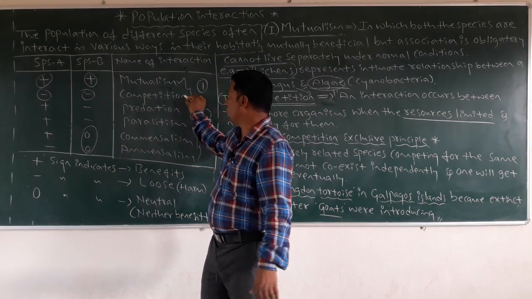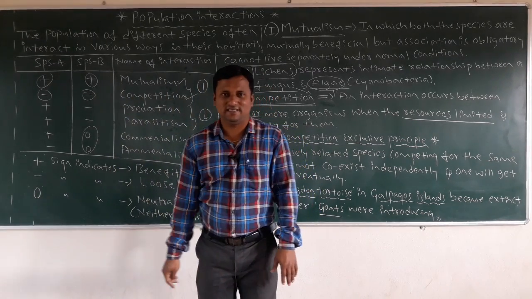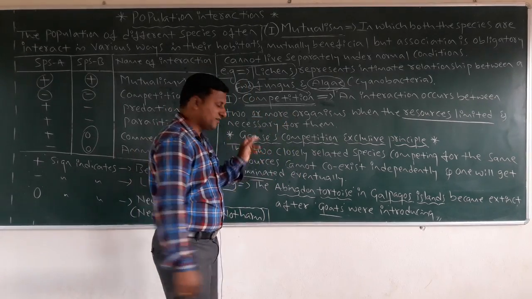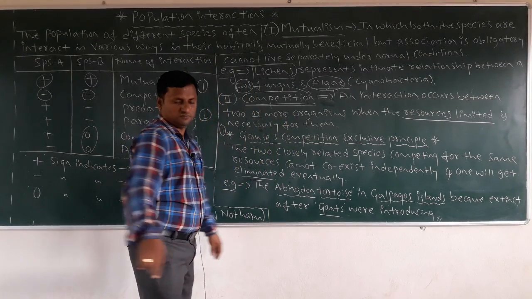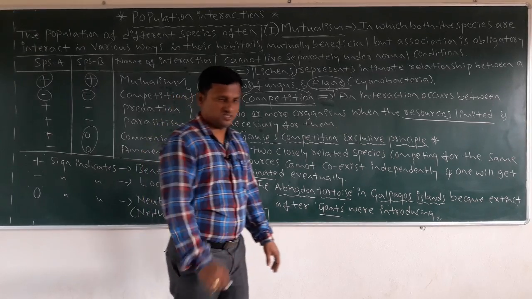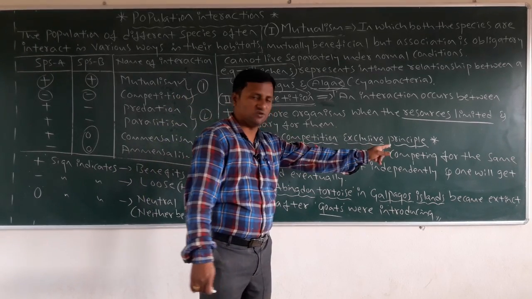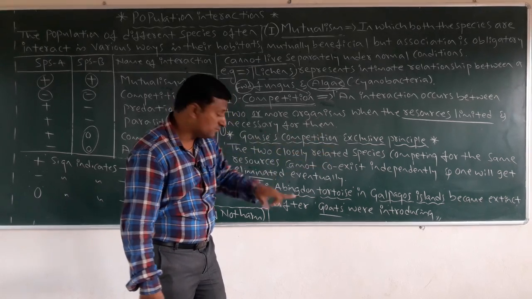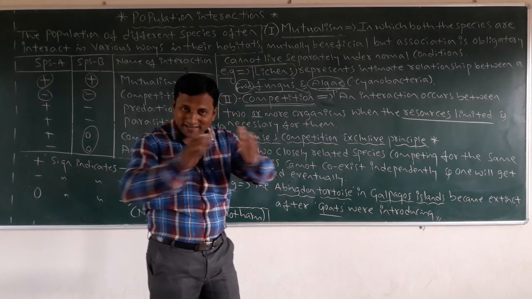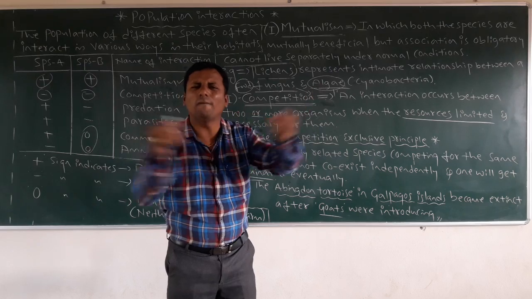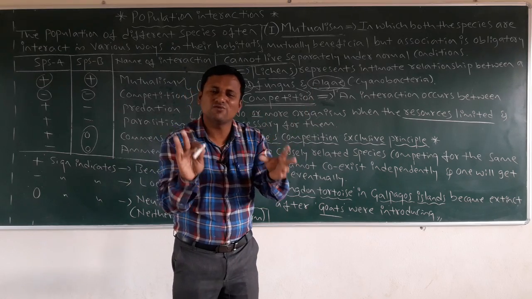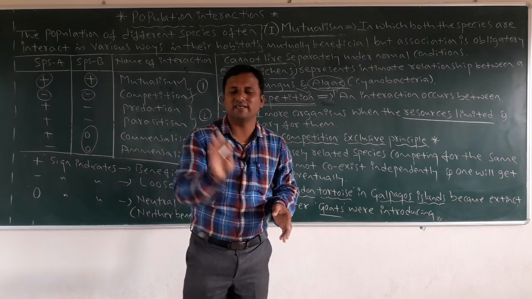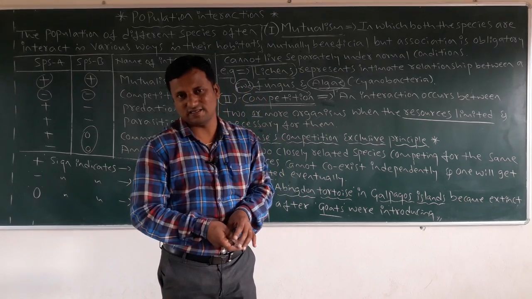So that's why this is called competition. It's a very simple statement by Gause. It will be given as a one mark question for you. So what is that statement? Gause's competitive exclusion principle: two closely related species competing for the same resources cannot coexist independently. They must compete, but eventually one is eliminated. That eliminated species will be called the inferior species, whatever may be.